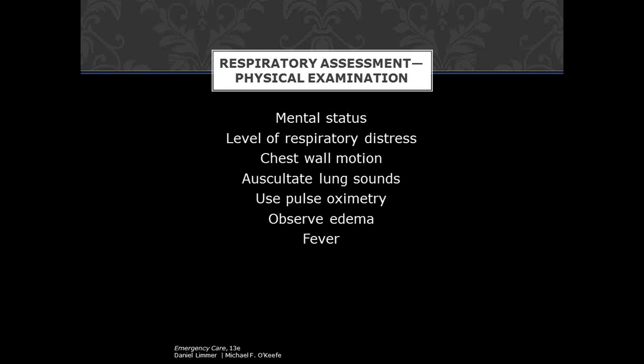If we treat our patient based solely on that and completely excuse the fact that they're having difficulty breathing, we are going to make a critical error.